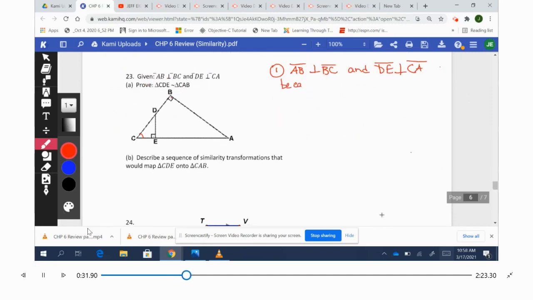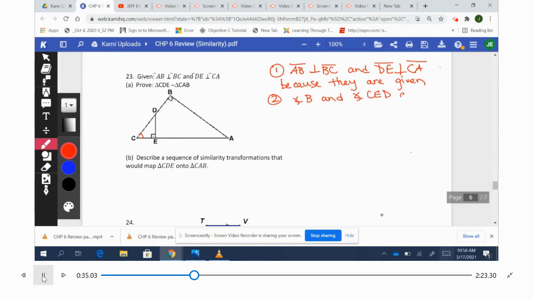So what I'm going to do right now is prove that these two triangles are similar using angle-angle. They both have a right angle, which is one pair of angles congruent, and they both share angle C, so that's our second pair of corresponding angles that are congruent. So that's going to get us AA.